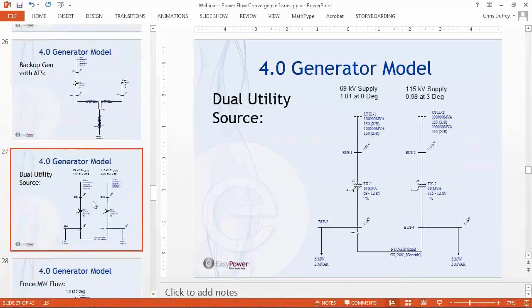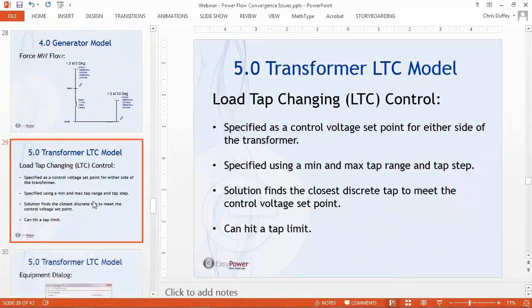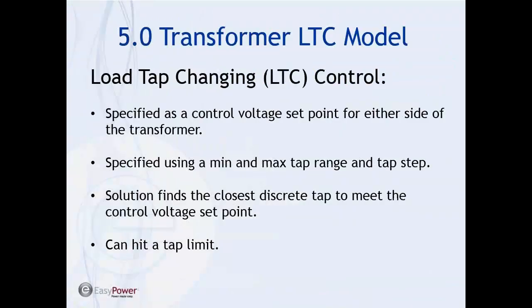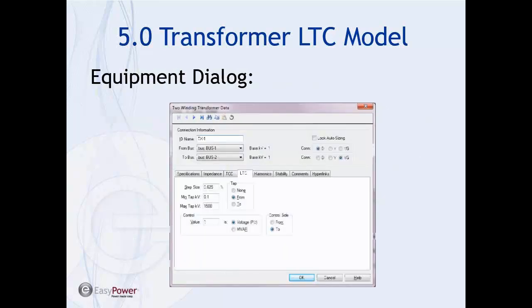Generators, model, backup ATS, dual source, and now transformers, LTC action. Okay, load tap changing in transformers is another form of control, and you specify it as a control voltage set point for either side of the transformer. You specify min and max tap range and a tap step. And then the solution finds the closest discrete tap to meet the control voltage set point. And obviously, if you specify those taps correctly, there's a min and a max, and you can hit a limit.